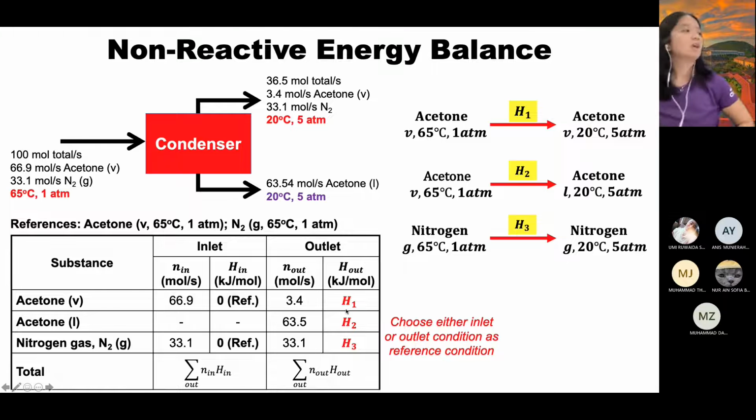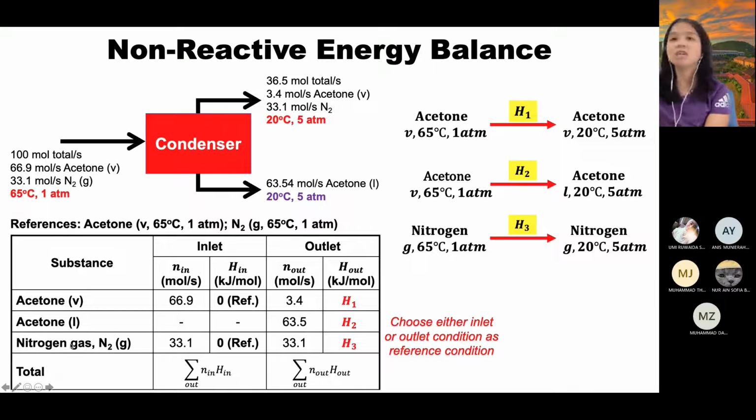We have to calculate. For acetone liquid, why is there no acetone liquid at the inlet? Dash, because at the inlet there is no acetone liquid, only acetone vapor, so it is dashed. But at the outlet, you can see acetone liquid is your bottom product. So the enthalpy is from acetone vapor 65 Celsius 1 atm to acetone liquid 20 Celsius 5 atm. So this is your H2. You can see the number 63.554, by right the number is here.